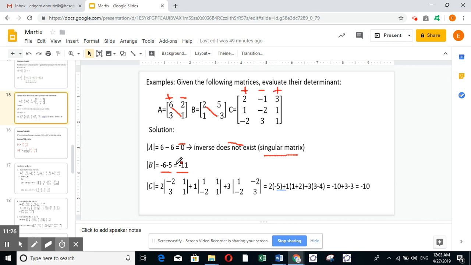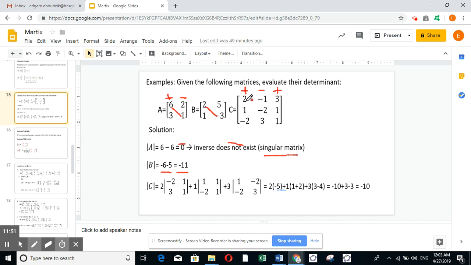So I start with 2. I cancel the row and the column. What remains? These 4. So I do the determinant of these 4. Here I have minus. Minus minus 1, it will be plus 1. I cancel the column and row for minus 1. So I have 1, 2, 1, 1. Plus 3, I cancel row and column, and these 4 remain.